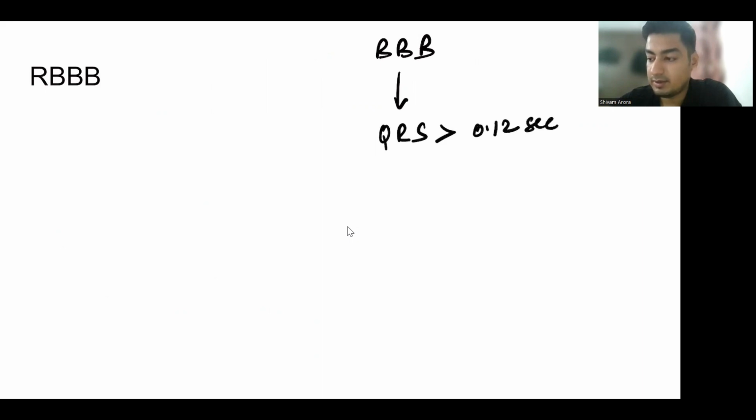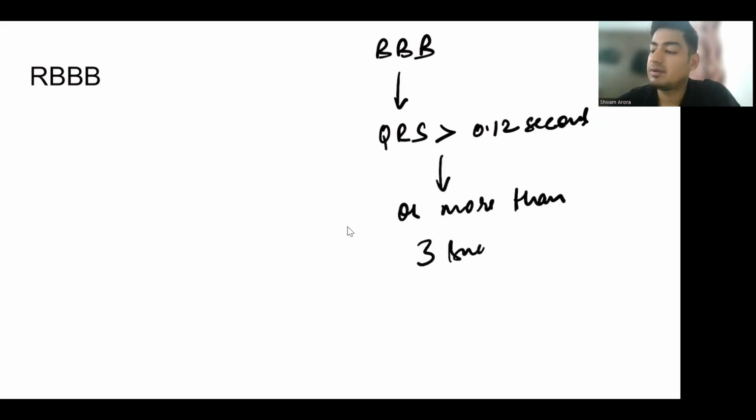Now let us come to the bundle branch blocks. As we already discussed, the ECG in bundle branch block would have a broad QRS. That is, QRS would be more than 0.12 seconds or more than 3 small squares. Okay.